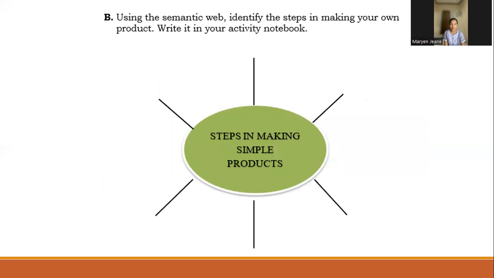Next activity in letter B, we have here a semantic web. The directions say, using the semantic web, identify the steps in making your own product. Write it in your activity notebook. In your activity notebook or in a separate sheet, or you may write it in the module. In each line, write the steps in making your own product.